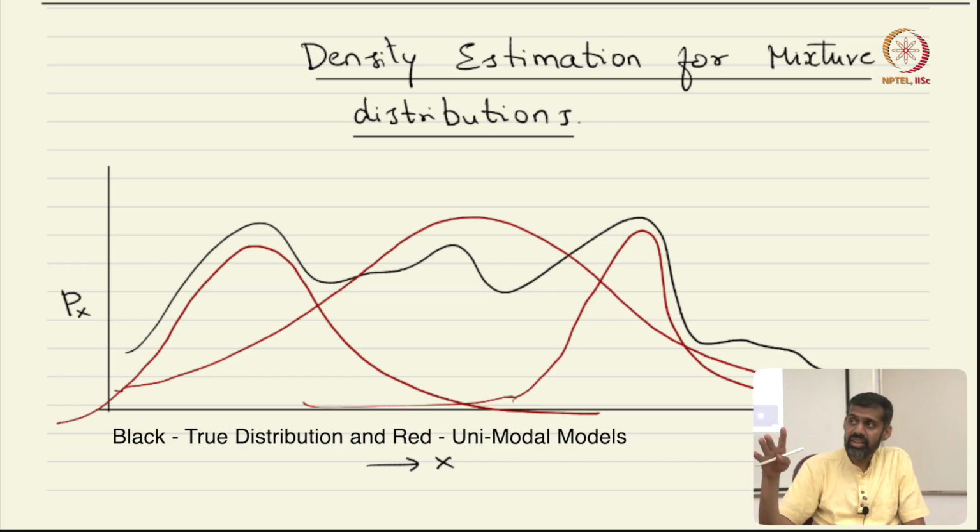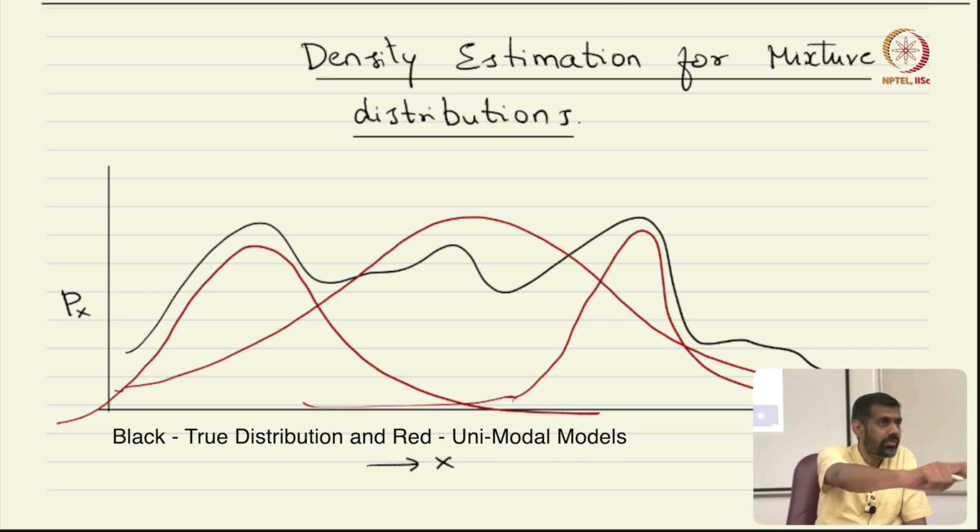Now, if the underlying density has multiple modes, then no matter what parameters you choose, using the ML estimate you are going to get a bad estimate. I mean, there's no way that you can say it's right or wrong. It's a bad model in the sense that the KL divergence between these two will be pretty large. So a better model assumption has to be made.